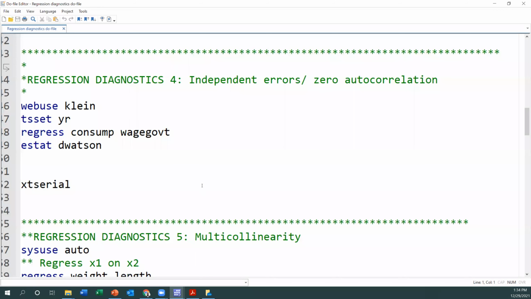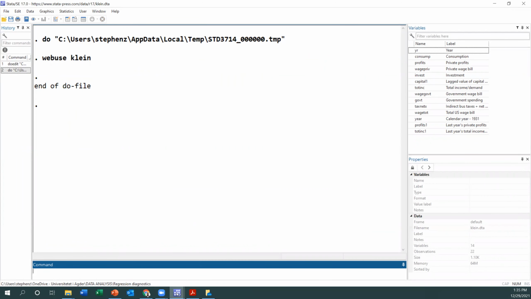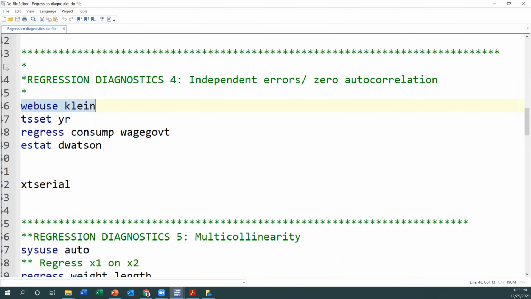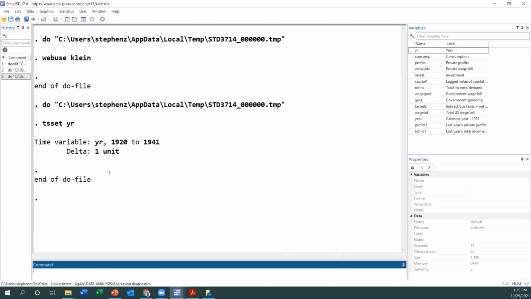So I have my Stata open, and I already have my do file. And as I said, we are looking at the fourth assumption. That is independent errors or zero autocorrelation in our model. We're going to use the data set, as I said, by Klein. So just type webuse klein, and you will have the data set loaded. Okay. Here you can see I have that loaded now. Next, I will tell Stata that this is time series, so tsset year, and then you see from 1920 to 1941.